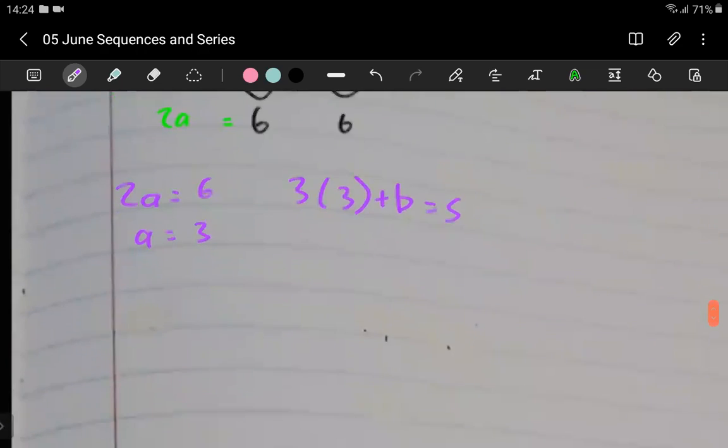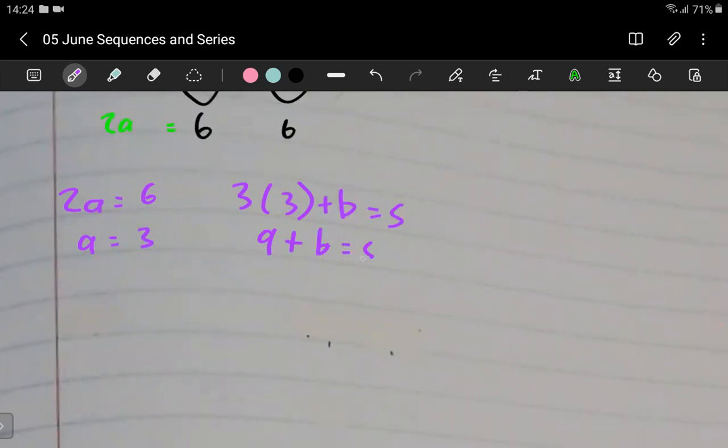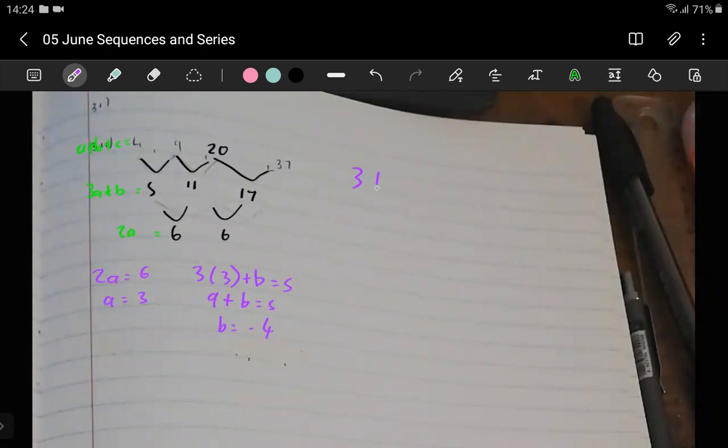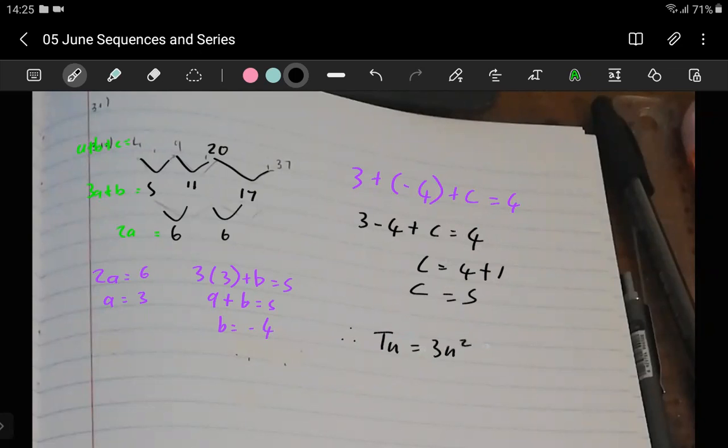Plus b equal to 5. 9 plus this, and this is going to be negative 4. And the last one, a is 3. So it's going to be 3 plus negative 4 plus c equal to 4. What is that now? 3 minus 4 plus c equal to 4. Then this is going to be negative 1. So c is 5, because 3 minus 4 is negative 1, the negative 1 goes to the other side and becomes plus 1. Therefore, Tn is equal to 3n squared minus 4n plus 5. There we go. That's the way we like it.